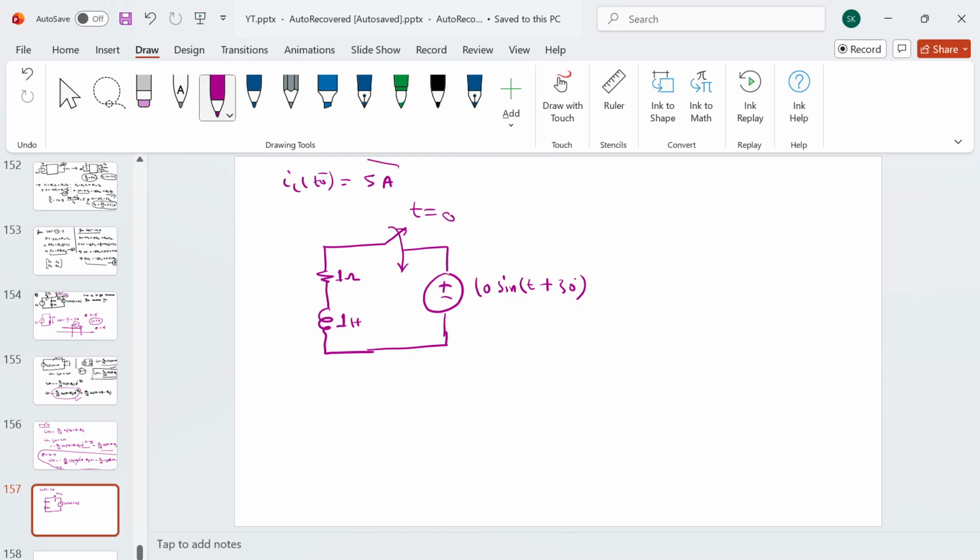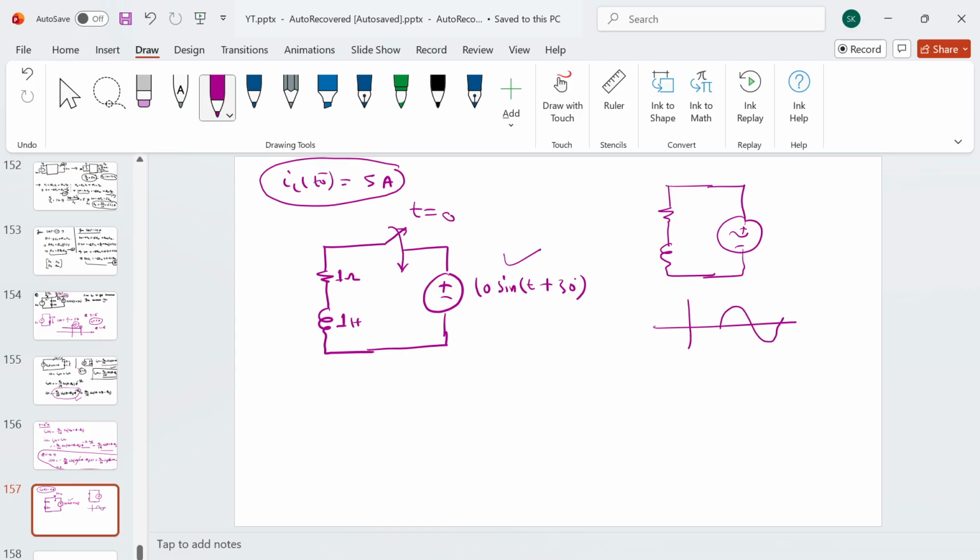If you neglect this 5 ampere and just look into this particular circuit, how will the circuit behave at steady state? This is the circuit you have. At steady state, the voltage is sinusoidal, so the current will also be sinusoidal in nature.